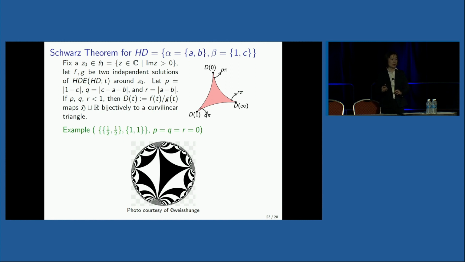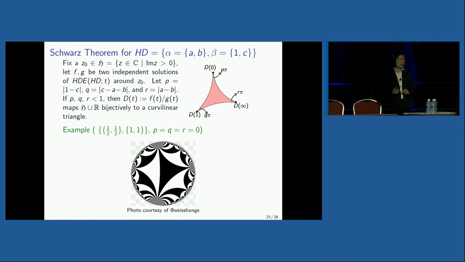At 0, the angle is P. This is a different P, which is the absolute value of 1 minus C, times pi. The angle at 0 is that. At 1 will be Q times pi, which is the absolute value of C minus A minus B. And the angle at infinity will be R pi. So here I'm assuming P, Q, R are less than 1. In particular, in this example below, I'm picking A to be 1/2, B to be 1/2, and C to be 1. Fitting into the formula, you will see P, Q, R are all zeros. And the pink triangle corresponds to a black triangle.